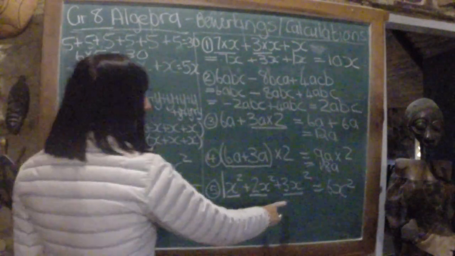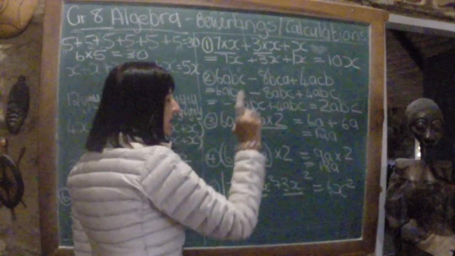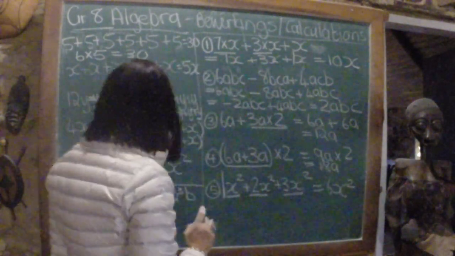1 plus 2 plus 3 of the same thing gives me 6 of the same thing.